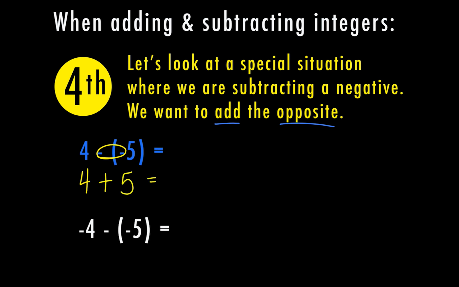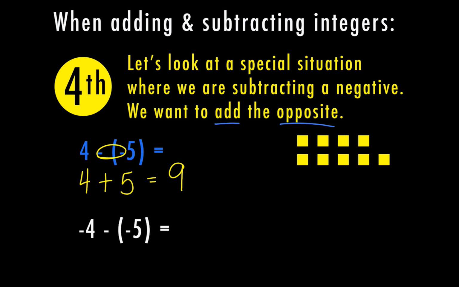So let's use our tiles. I have 4 positive tiles and 5 positive tiles, and so together those are going to make a total of 9 positive tiles. Nothing cancels out, so they all fit together.